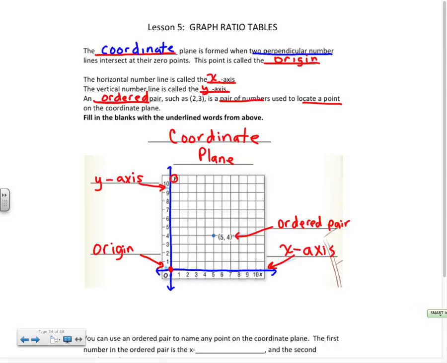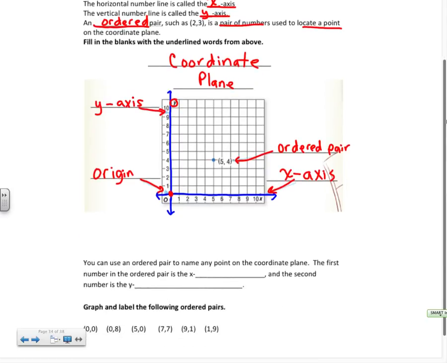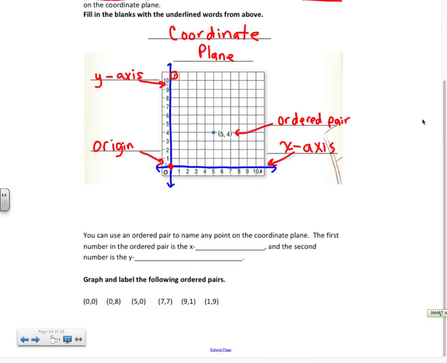You can use an ordered pair to name any point on the coordinate plane. The first number in the ordered pair is the x-coordinate, and the second number is the y-coordinate. So we're going to graph and label the following ordered pairs. 0, 0 has already been labeled for you. If we look right here, that's our origin, and the origin is always 0x, 0y. It hasn't moved anywhere.